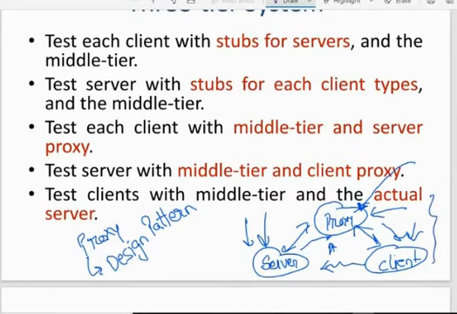So that's how we go ahead with testing each client with stubs for the servers and the middle tier. We take a call on testing each client with the middle tier and the server proxy. And then we test the server with the middle tier and the client proxy.